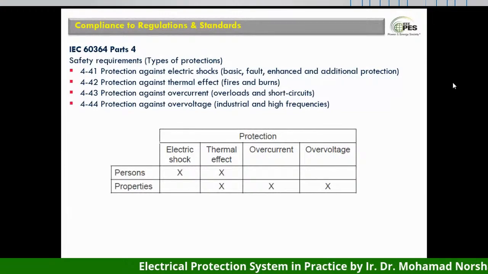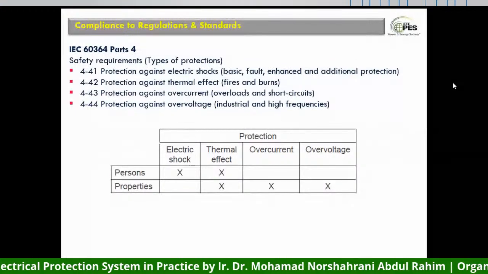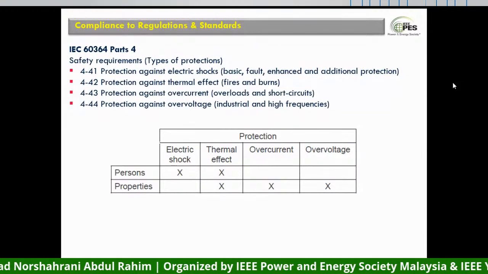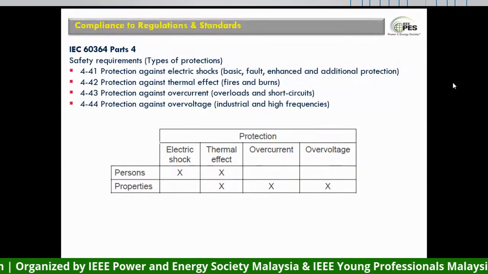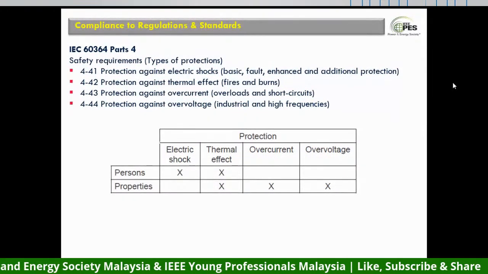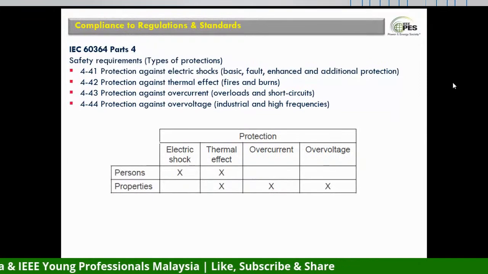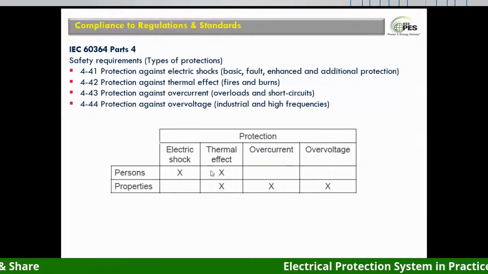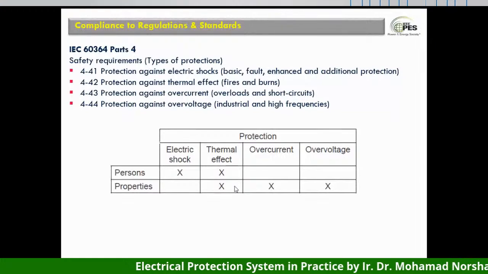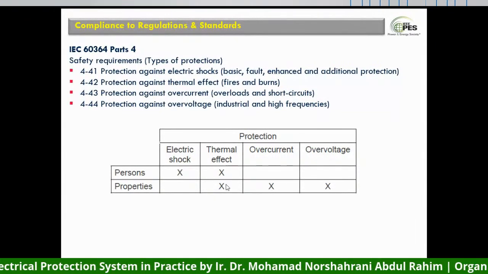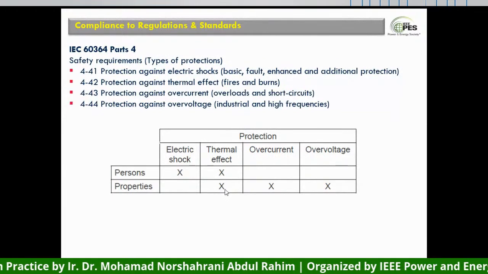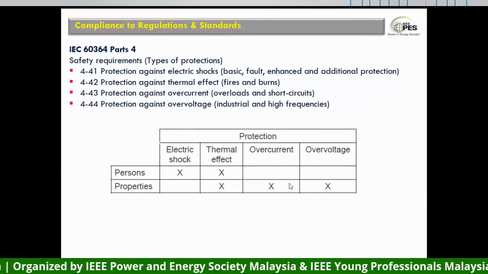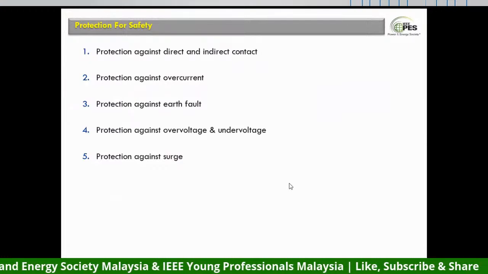From the table, we can see that in terms of the concept of protection, each category, which is person, livestock, and properties, is protected under these four cases. For example, for person, we should protect from electrical shock and thermal effect. For properties, we need to consider thermal effect, overcurrent, and overvoltage. Even though we think the thermal effect is very small for properties, over time it will become a fire.